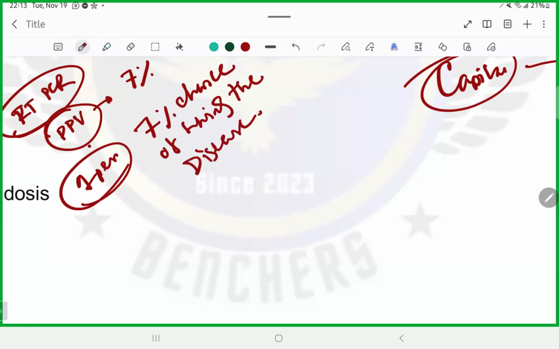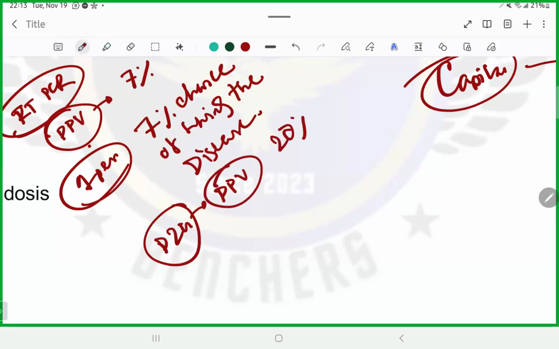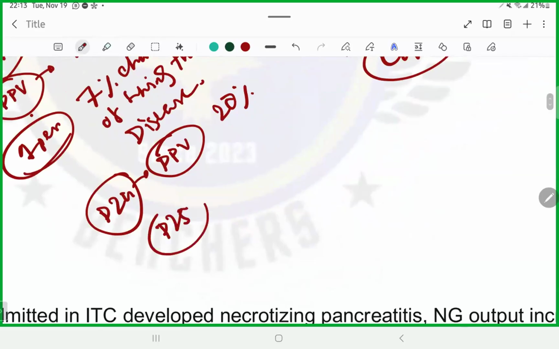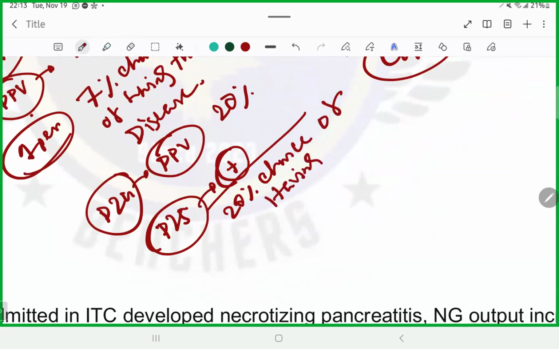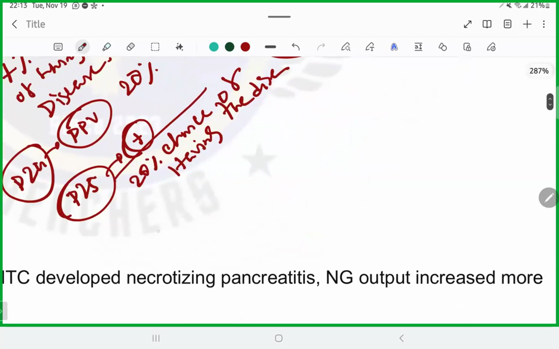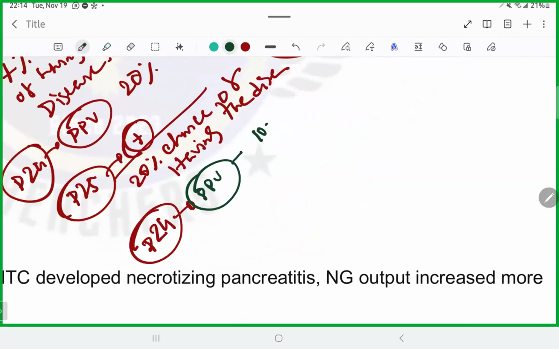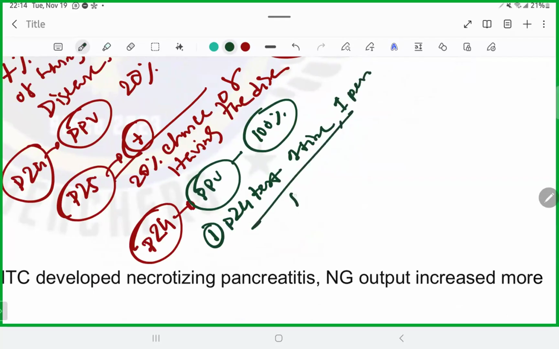Let's say we do a P24 test and its positive predictive value is 20%. That means if we do P24 on a person and it becomes positive, that person has a 20% chance of having the disease. And if we say we do a P24 test and the positive predictive value is 100%, that means we do the P24 test one time on one person and we are 100% sure that he has HIV. Very simple.